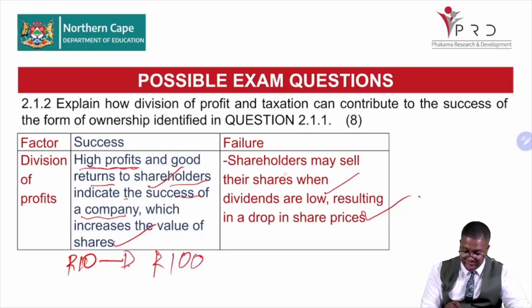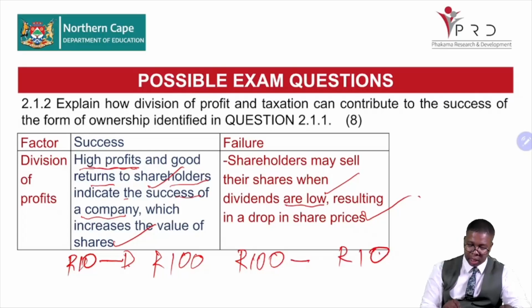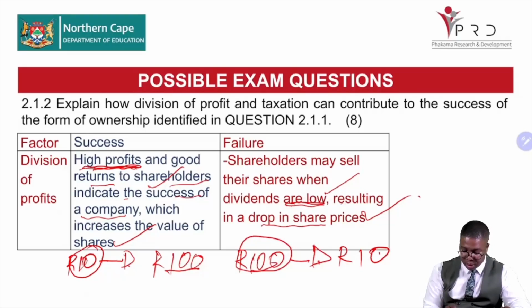But should there be a failure in the company and the company does not pay dividends or dividends are low, what happens is that the 100 Rand can move from being 100 to being 10 Rand again. So it depends on the company performance. When the company profits are high, the share price can move from 10 Rand to 100 Rand. But when the company profits are low and dividends are low, then the share price can move from 100 to 10 Rand. So that will result in a drop in the share price. And some shareholders will sell their shares because the division of profit is not good. The return on investment is not good.